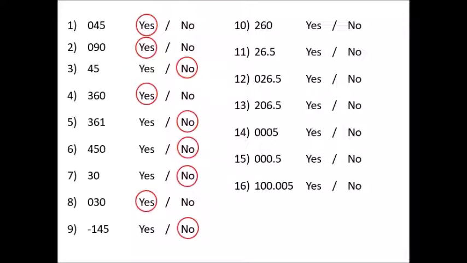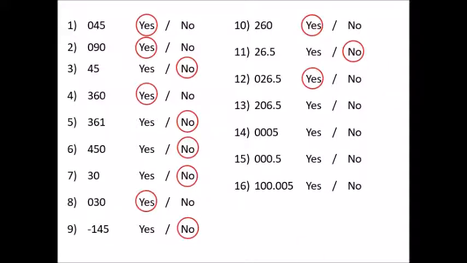Is 260 a bearing? Yes, it is. It has all 3 digits and it's between 0 and 360. Is 26.5 a bearing? The answer here is no, because although it has 3 digits, they are not including the hundreds. It has to include the hundreds, the tens and the ones. Therefore that's not a bearing. Is 026.5 a bearing? Yes it is. It includes the hundreds, the tens and the ones. Even though it includes a decimal, that's fine.